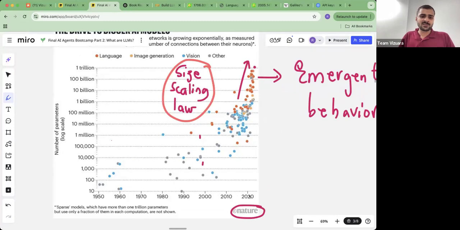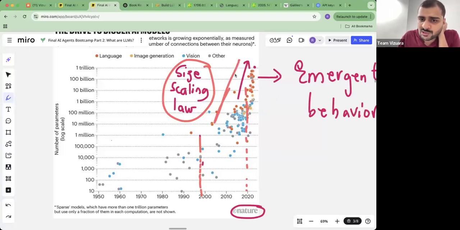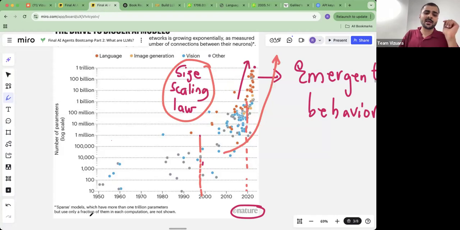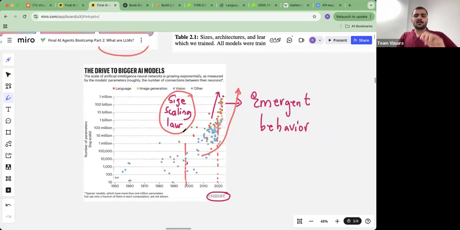If you see, this figure was published in Nature. In the year 2000, the largest model we had was 1 million. But as we go into the last decade, at the start of 2020, we had models of about 100 million. And now we have reached around 1 trillion within a span of 5 years. This looks linear, right? But the y-axis is actually logarithmic. So this is actually an exponential increase in the parameter size of large language models in the last decade. And they still continue to get bigger and bigger and bigger.